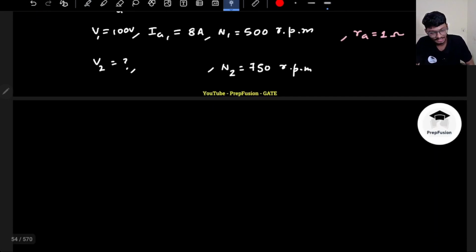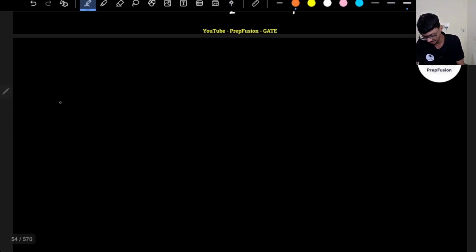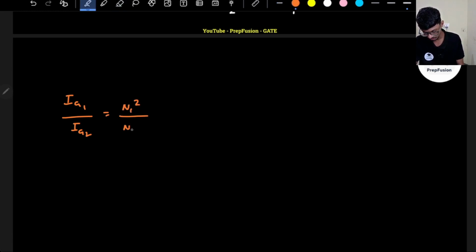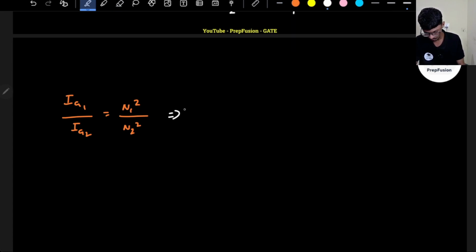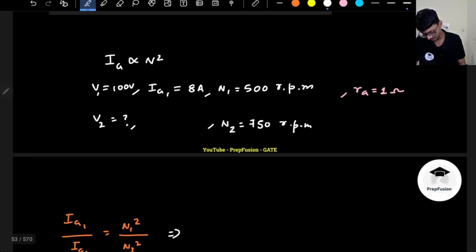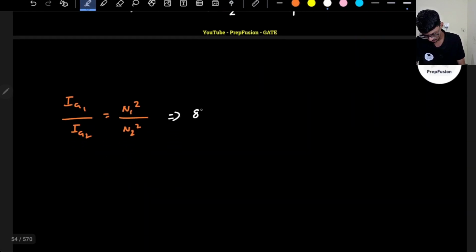So how much current will I require? Again, this relation I know, right? The current is proportional to the speed squared. So if I just divide these, Ia1 divided by Ia2 will be N1 whole squared divided by N2 whole squared. So Ia1, I already know what Ia1 is. Ia1 is 8 amperes, right? So it is 8 amperes.